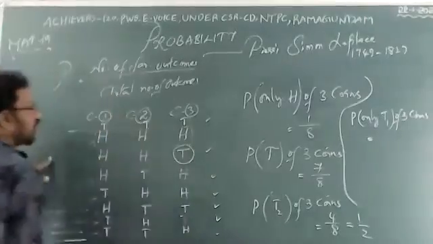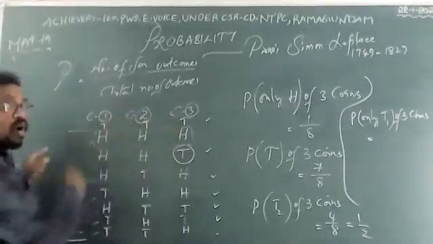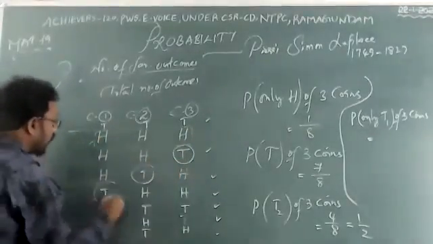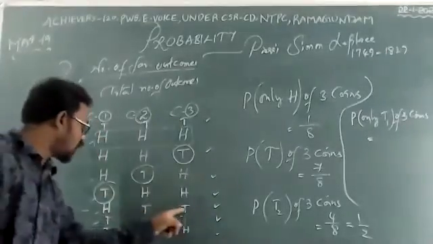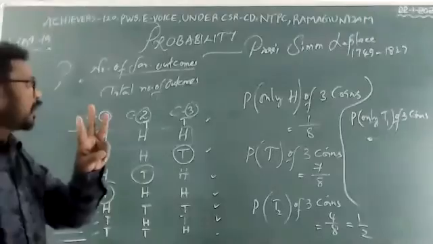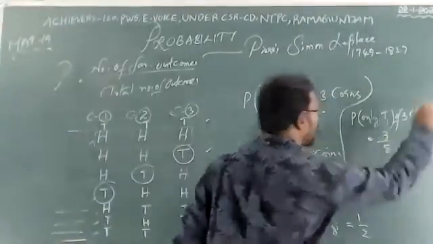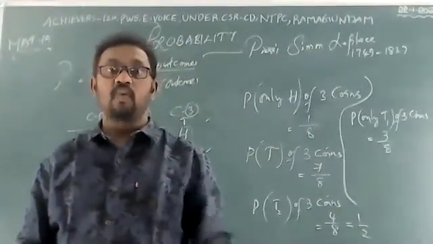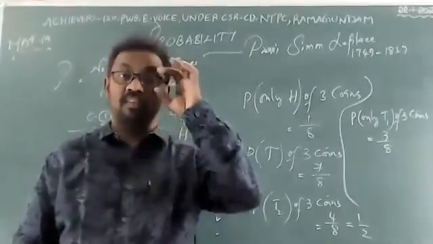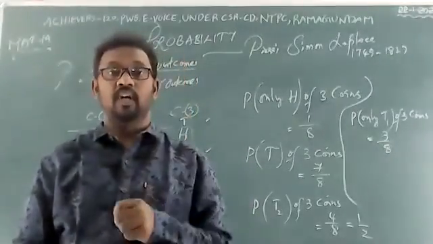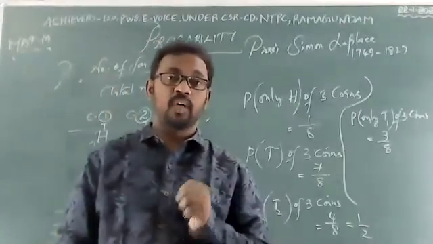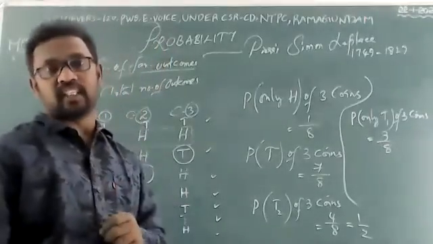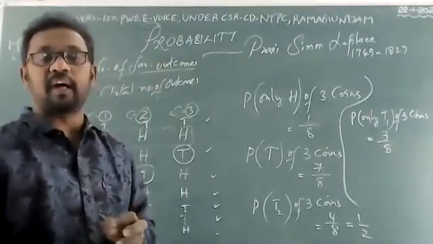See, here it is one tail. All are tail, only one. The condition is that only one tail. Here also only one tail. Here also only one tail. 3 times it is there. Here both are 2 tails. Only how many? 3 chances are there out of 8. Only the 3 chances are there. Probability of getting only one tail of 3 coins is 3 by 8.